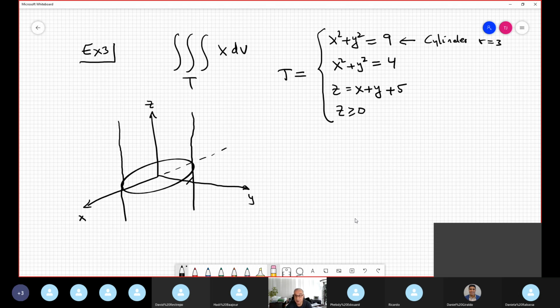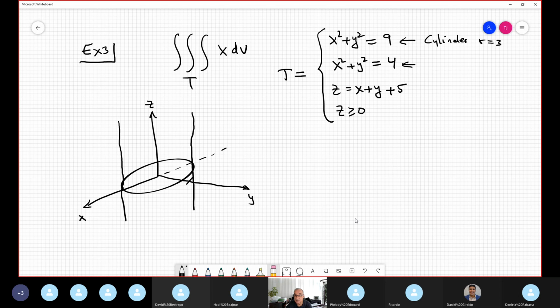And the second is exactly the same, no? A cylinder, but radius 2, and the same direction, the same orientation. So 2. Another cylinder. This is standing forever, not in both directions, because the restriction is that z is greater than or equal to 0. The bottom part is invisible, only the top part.